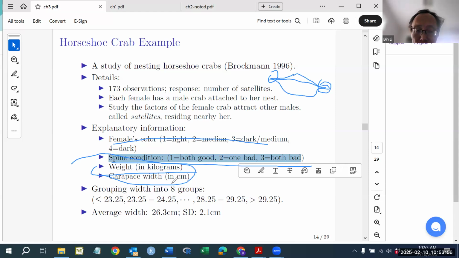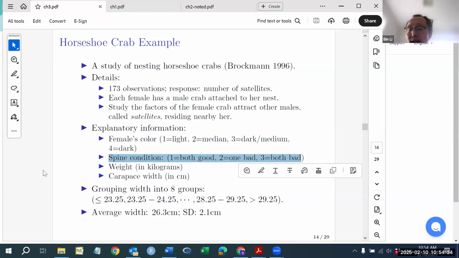For the carapace width, we can group them into 8 groups. Okay, so the smallest is less than or equal to 23.25 centimeters. And this is second and so on. The largest group is over 29.25 centimeters. Okay, so we have the average width and standard deviation for the carapace width is 26.3 and 2.1 centimeters.